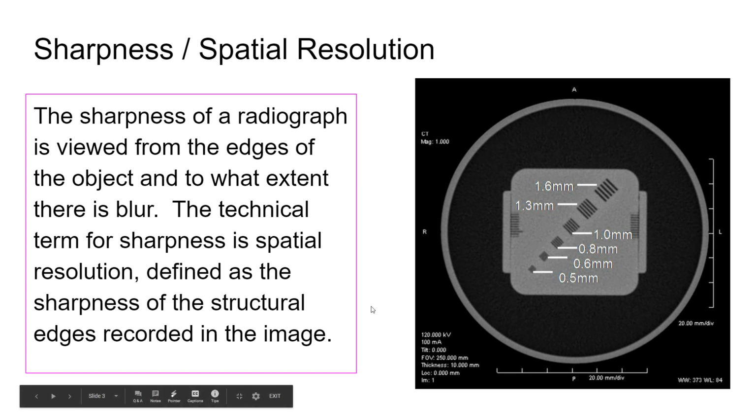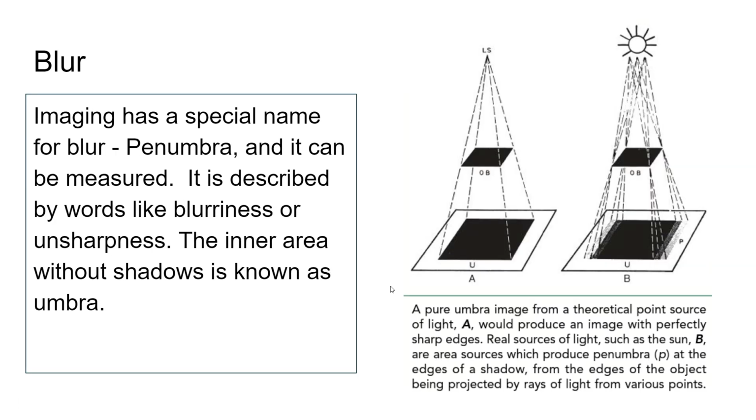Sometimes we call it sharpness, but spatial resolution is the technical term. Sort of the opposite of spatial resolution is blur. We've talked about it before in terms of penumbra. It's kind of like the unsharpness around the image.